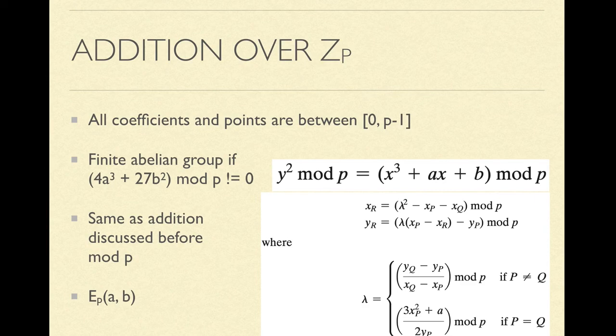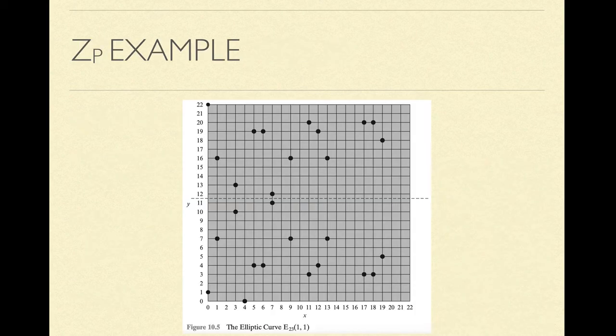We can also define this addition over different number systems. One we're familiar with is the set of integers mod p. In this case, it's basically the same math, just with the mod p operator applied to everything. All coefficients and points will be between 0 and p minus 1. The equations are the same with the mod p: y squared mod p equals x cubed plus ax plus b mod p. You can see that these are the same equations as before, just with that mod p. This is a finite abelian group if 4a cubed plus 27b squared mod p does not equal 0. We would notate this as E sub p of a and b. This is an example of an elliptic curve, E sub 23 of 1 comma 1. In this case, p is 23, a is 1, and b is 1.